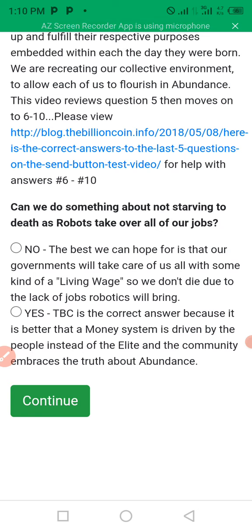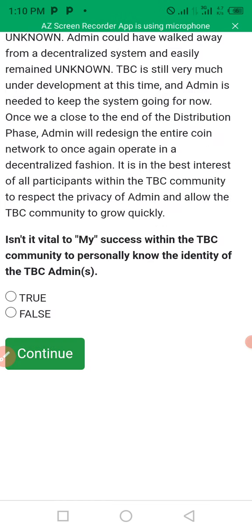So this is what TBC is all about, to come and hijack us from the people that have been stepping on our feet, that have been taking our rights all these days. This is what TBC is asking for, just to eradicate that. So the correct answer is yes. TBC is the correct answer because it is a money system driven by the people instead of the elites, and the community embraces the truth about abundance. We can continue.